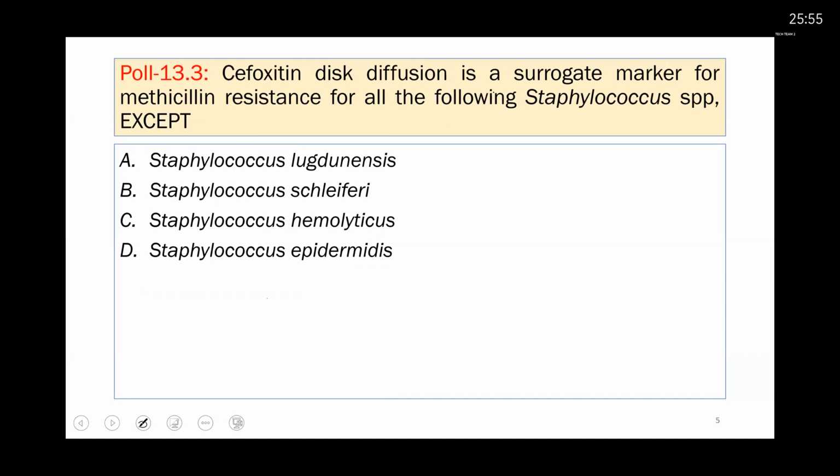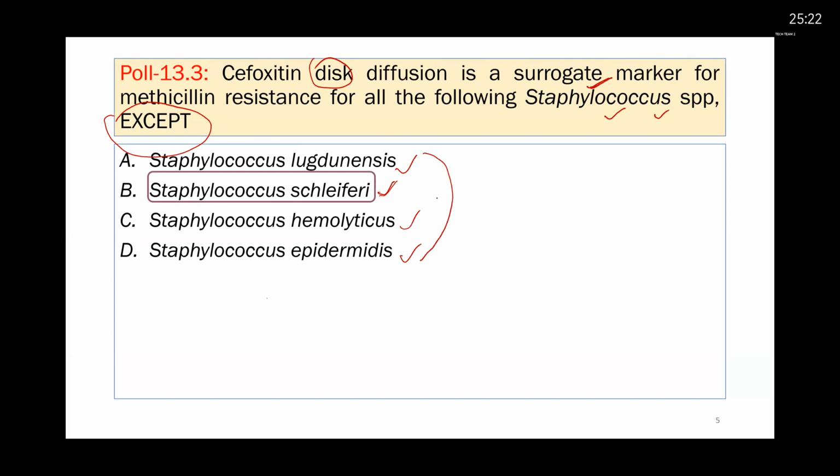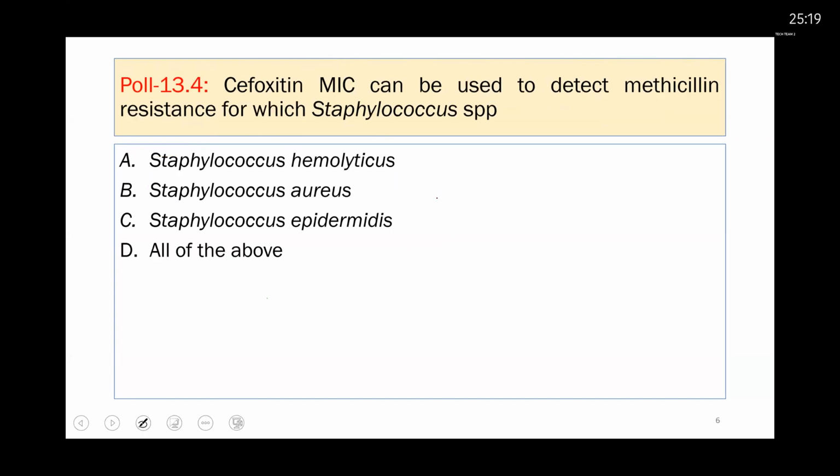The next question is, cefoxitin disc diffusion test is a surrogate marker for methicillin resistance in which of the following Staphylococcus species, except Lugdunensis, Slippery, Hemolyticus, and Epidermidis? The answer is Slippery. Other than pseudintermedius and Slippery, you can use cefoxitin disc diffusion for all the other CoNS species. Pseudintermedius and Slippery you cannot.